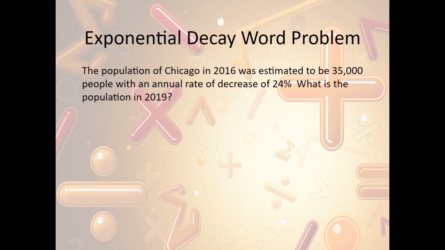Now let's look at exponential decay. So this time the population in Chicago was decreasing by 24%. So we start here with our equation of a times 1 minus r to the x. We know it's minus because we're decreasing. And we're going to plug in the starting amount. The starting amount was 35,000, and that goes in for A.